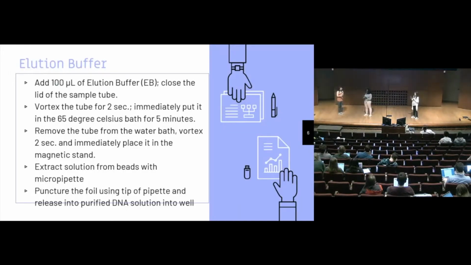100 microliters of elution buffer is added to the tube, and it is vortexed for 2 seconds. It is immediately put in a 65°C bath for 5 minutes. The tube is removed from the water bath and vortexed for another 2 seconds and immediately placed onto the magnetic stand. The elution buffer works to extract the DNA from the resin beads so that the solution now contains the DNA. Once this process is complete, the solution can be placed into the wells of a thermal cycler for the PCR process. The solution is extracted from the beads with the micropipette, and the foil of the well is punctured using the tip of this pipette. Once the tip is inserted, the purified DNA solution can be released into the well.